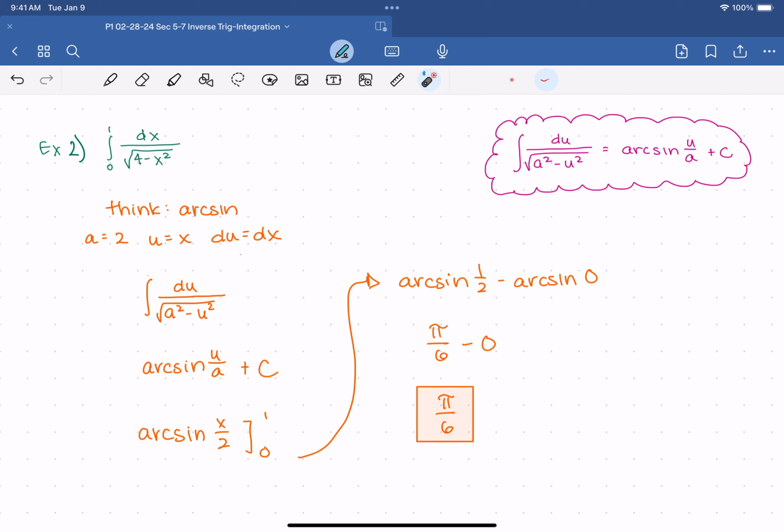And then it is a definite integral, so I plug in a 1, I get this. I plug in a 0, I get that. Arcsine of 1/2 is pi over 6. Arcsine of 0 is 0. Your answer is pi over 6. There's example 2.